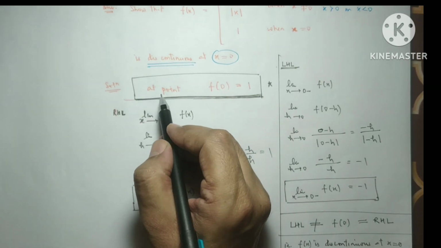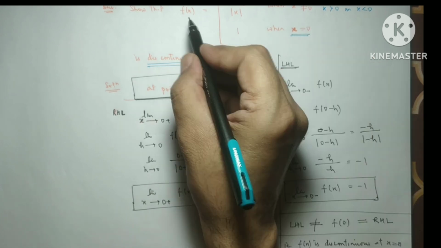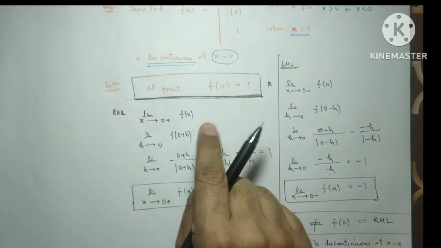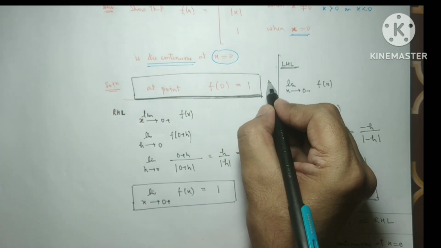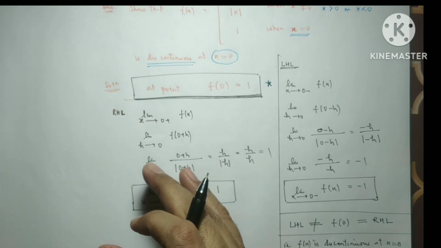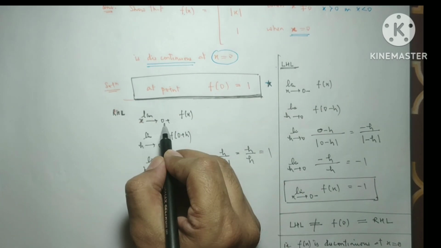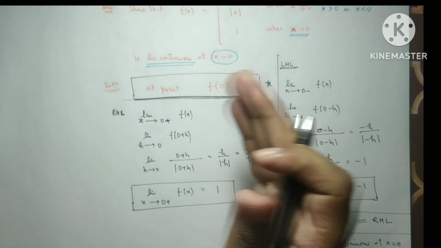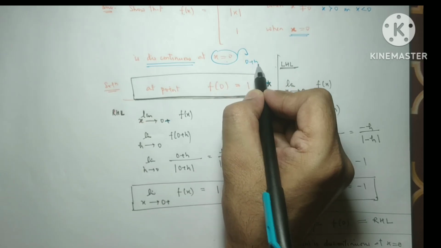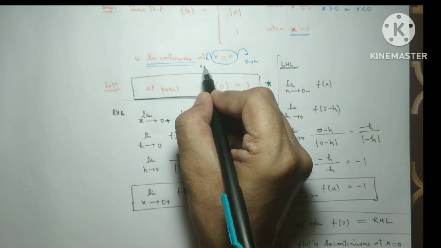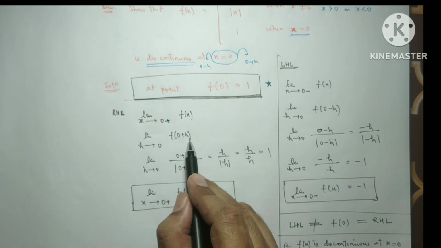So at the point, when we put x equals 0, this function gives the value 1. So f(0) is 1. This is the first value. Right now we have to collect the right hand limit and left hand limit. So limit x tends to 0 plus means the right hand side of this point, 0 plus h, and on the left hand side it will be 0 minus h. So we place limit h tends to 0 of f(0 plus h).